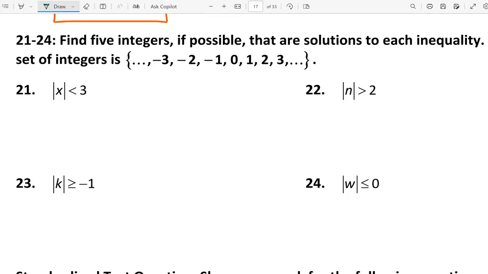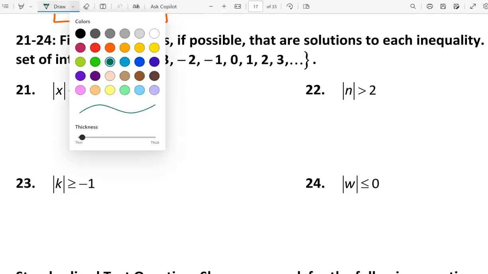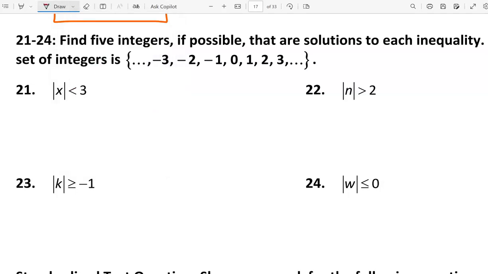All right, in 21 through 24, we're just going to check some numbers here and see if they are solutions to each inequality. So the absolute value of x is less than 3. Let's just go through and check some numbers here. Now remember, this integer set, see those dot dot dots at both ends? Those are called ellipses, and those indicate kind of like you would use the word etc. in the English language, right? It means that list just keeps going and going and going. We can't possibly list it all, so we kind of say etc. instead.